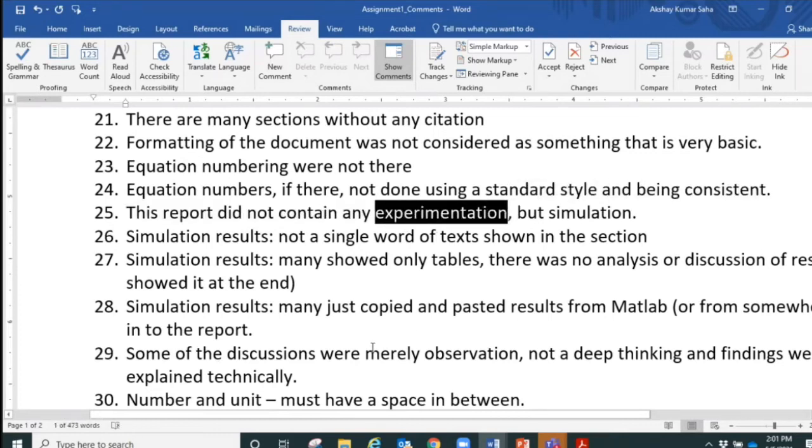And then in some of the reports I found the word they were writing, experimentation. We did not do any experimentation. Experimentation normally refers to some sort of physical activities, like in science and engineering laboratories where we do experiments. We use physical components, gadgets or equipment, devices, things like that. But we are doing only simulation. So it's not experimentation, it's simulation.